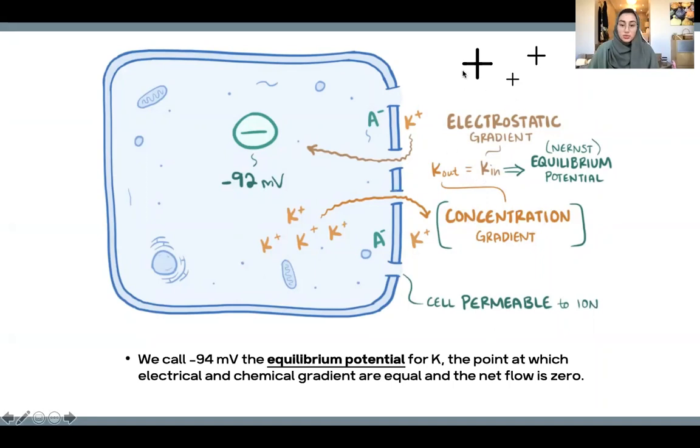Electrostatic is the opposite. Remember, opposites attract. So positive never wants to go towards positive. Negative never wants to go towards negative. It's only positive that likes to go towards the negative, right? So here, they attract. So that's why a positive ion like potassium has an electrical driving force to go inside. Why? Because inside the cell is more negative. Okay, so just separate: concentration is one thing, electrical is another thing.